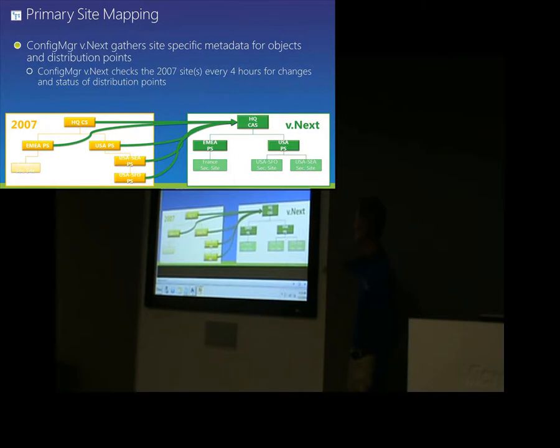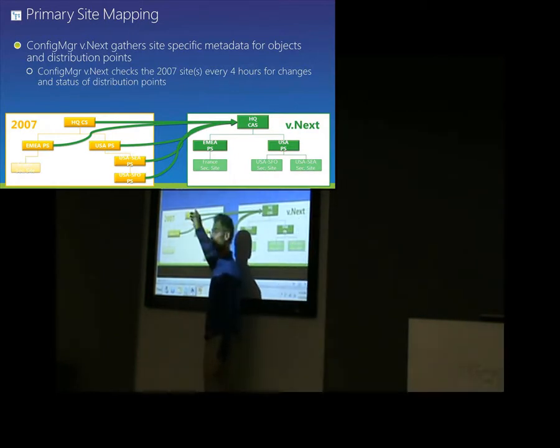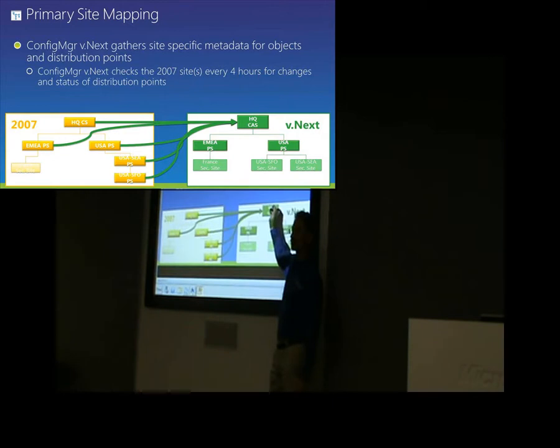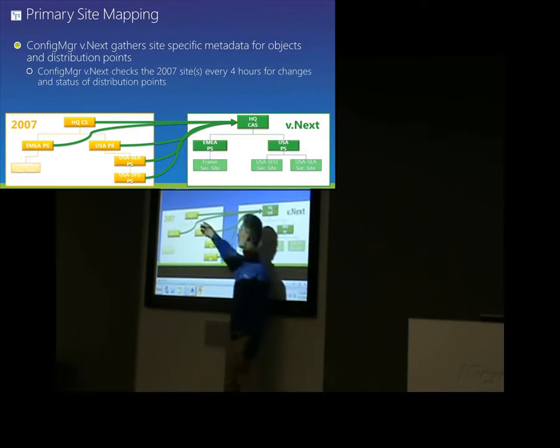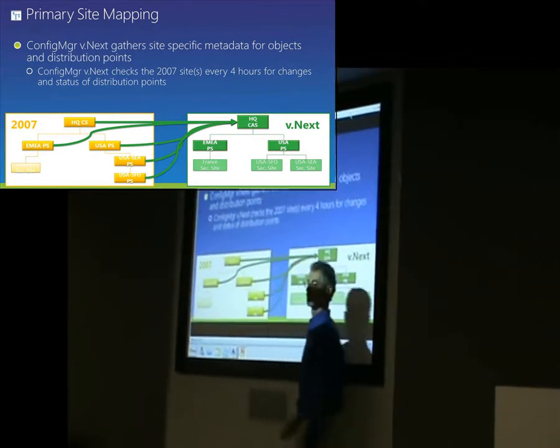And then the last one, again, we look at every 4 hours for changes in status of DPs. We also, as part of the synchronization process, find all the DPs over here, and we find what content is on those DPs, and we map those DPs over here, or create pseudo objects for them. That way, VNext clients that are looking for content can get that content from a shared DP, a DP that's shared between the two sites before you upgrade your DP.